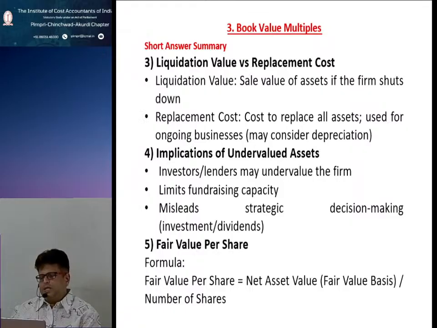The implications of undervalued assets were discussed in short question and answer 4, wherein investors and lenders may undervalue the firm. This will limit the fundraising capacity of the firm, and at times it misleads the strategic decision-making process also in relation to investments and dividends. Fifth, short question answer discussed fair value per share. Now this formula is: fair value per share is equal to net asset value, which is fair value based, divided by the number of shares.